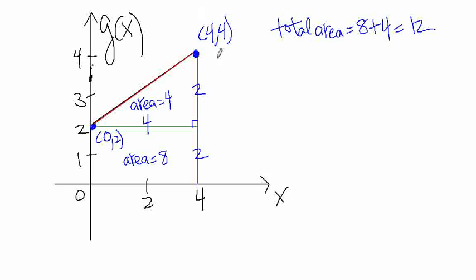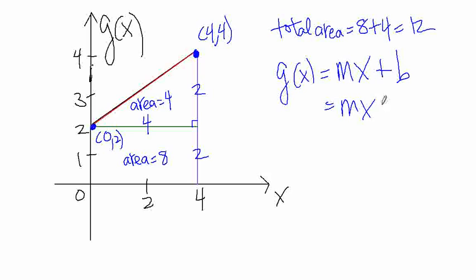All right, we're going to have to figure out the function g of x. So g of x is equal to mx plus b for some m and b. The b is 2 because that's the y-intercept, so mx plus 2. The slope is 1/2. So g of x equals 1/2 x plus 2. Let's evaluate g of 0 and g of 4. g of 0 gives 2. Yep, that checks out. g of 4 gives 4. Yep, that checks out. All right.